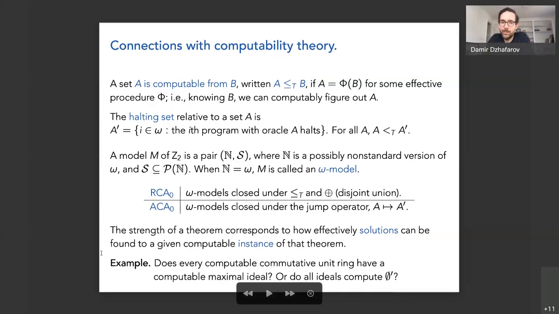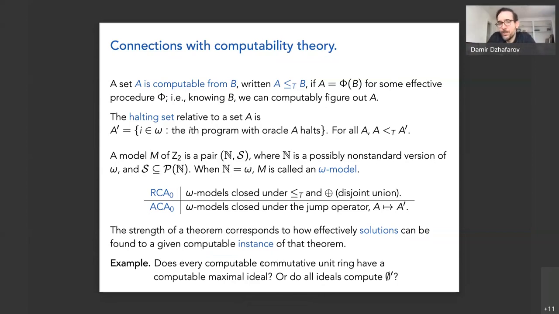So let's think about an example here. Here's a theorem of algebra. Every commutative ring has a maximal ideal. So you can think of that as a problem: given a commutative ring, find a maximal ideal. What are the instances of this problem? An instance is a commutative ring. Somebody gives you a commutative ring. What are the solutions to that instance? They're the maximal ideals. There could be one solution, there could be many solutions to a given instance.